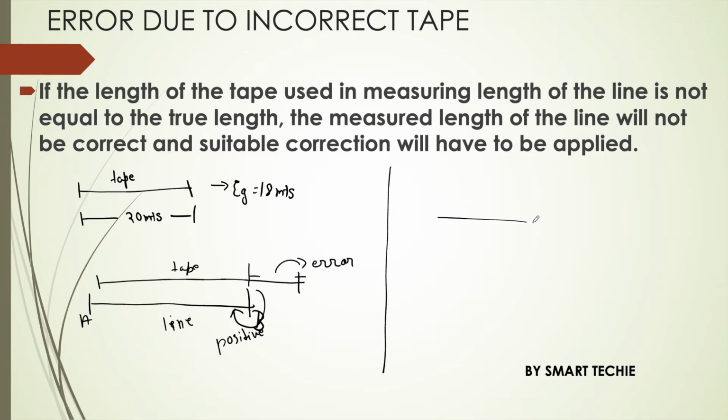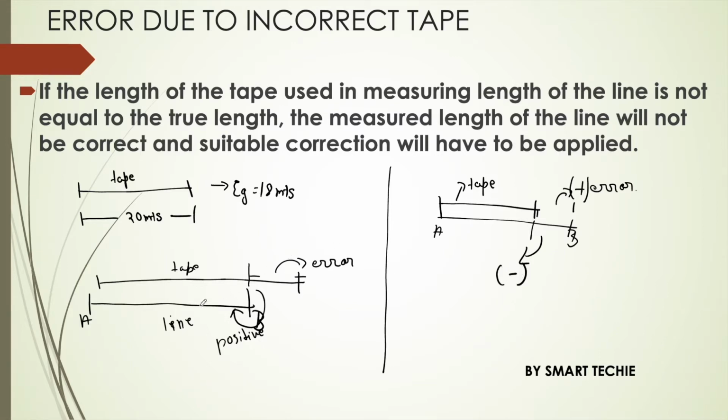For example, if this is a line AB and the tape used is too short, then in this case the error is positive because I have to add this distance. And the correction which I have to make is to deduct this distance, so the correction is negative.